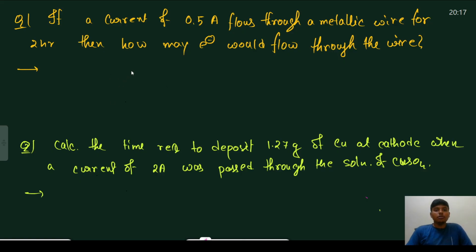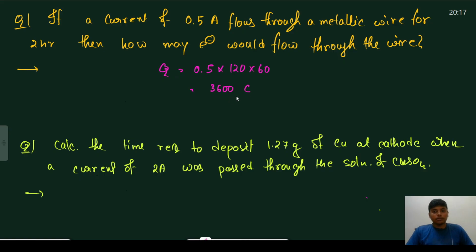So how to do the first one? If a current of 0.5 ampere flows through a metallic wire for 2 hours, how many electrons will flow? Simply we need to find Q. So Q is equal to 0.5 into 2 hours. 2 hours means 120 minutes, into 60 seconds, or you can directly write 7200. So finally you will get 3600 coulomb.